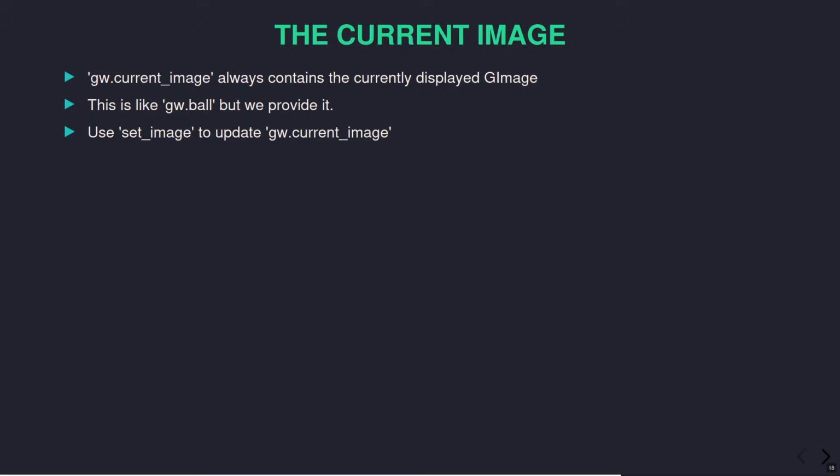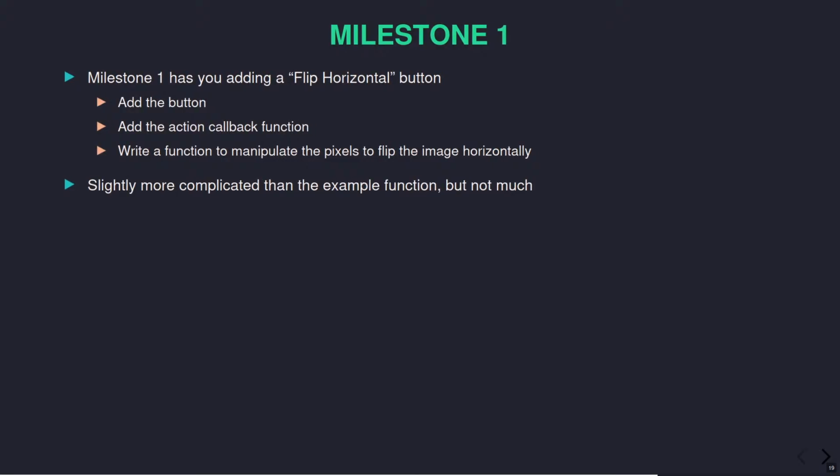GW.currentImage. So this is a thing inside GW. This is like GW.vol, right? Remember GW.vol bouncing around, having a grand old time. Now we have GW.currentImage. GW.currentImage describes the currently displayed image. So there's always going to be images in Imageshop. You should use, in theory, the setImage function to update GW.currentImage.